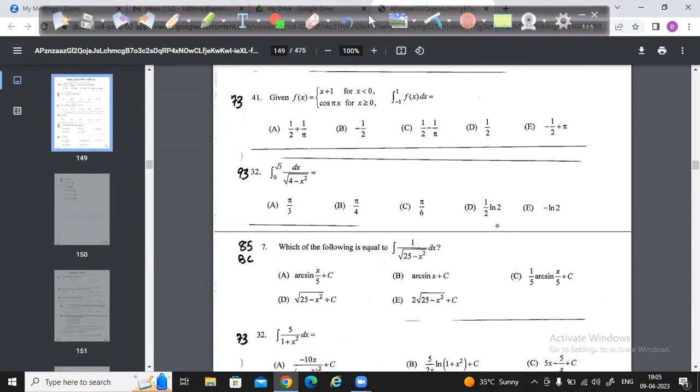This we did just now. Please give me the answer for these three questions. First, give me the answer for the first: integral from 0 to root 3 of dx by root of 4 minus x square. You just need to know the formula. If you know the formula, you will do it. If not, you cannot do this question.